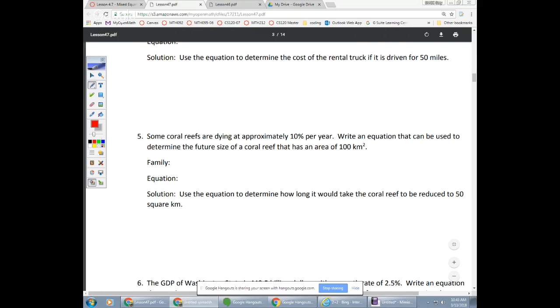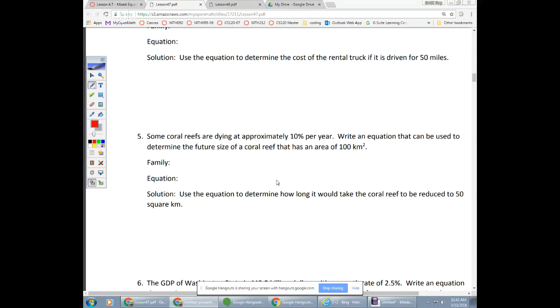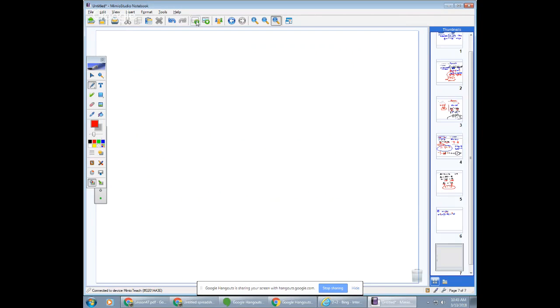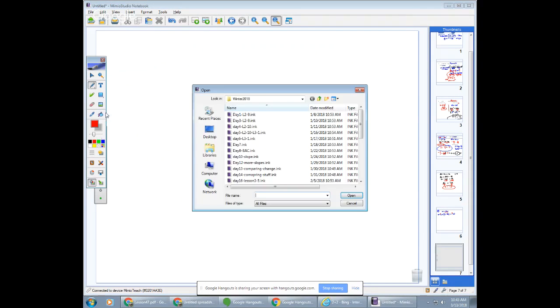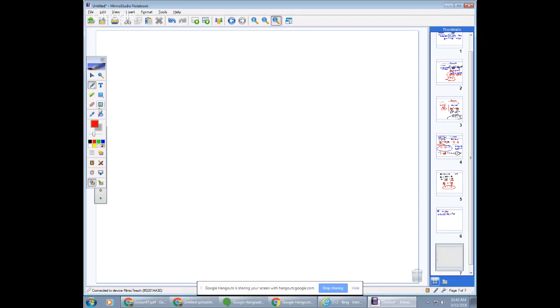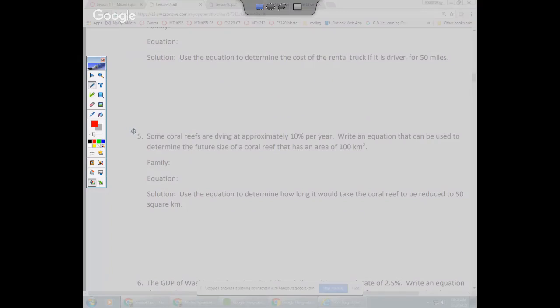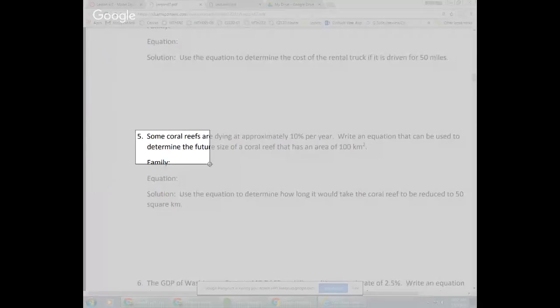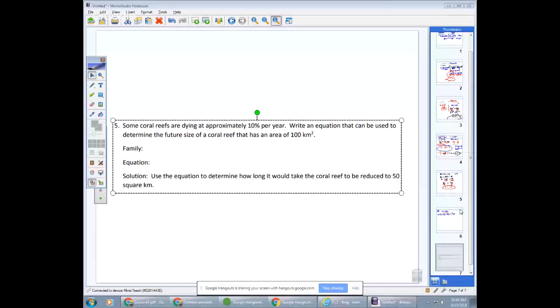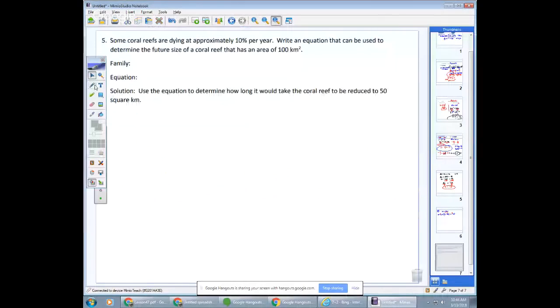Working on number 5. My formula is bad. I think we should work it out. What did you have for a formula? So what kind of equation is this going to be? Exponential. Yeah, it's definitely exponential.